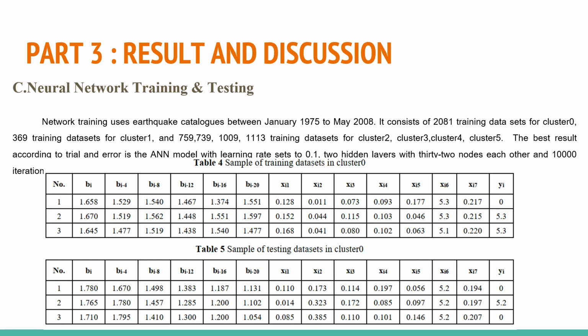The best result according to trial and error is the ANN model with the learning rate set to 0.1, two hidden layers with 32 nodes each, and then 1000 iterations.